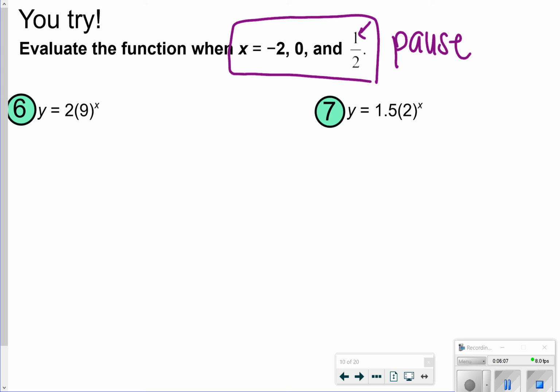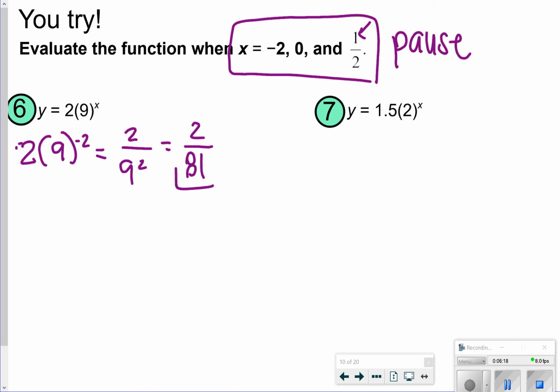Okay, for number 6, you have a few different values. The first one I did was -2. So we have 2 times 9 to the -2nd, which is 2 over 9 to the 2nd, which is 2 over 81. So that's your first value.